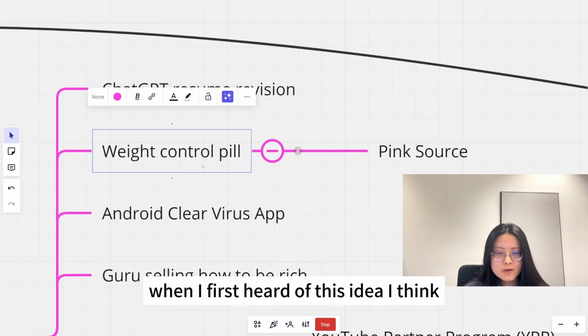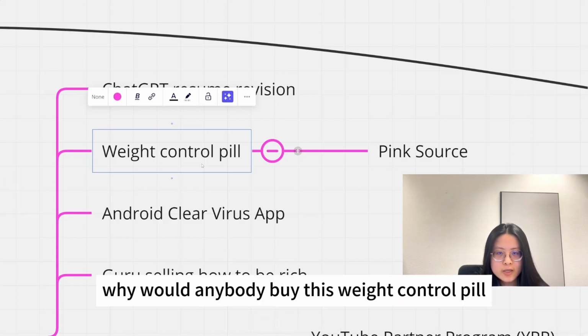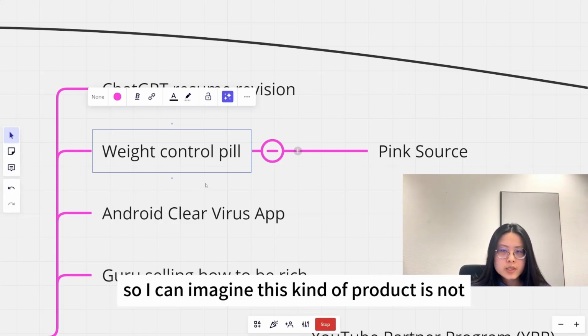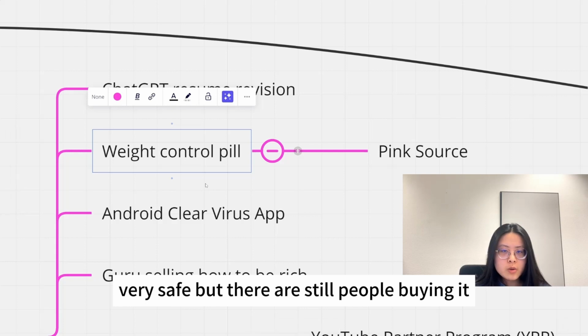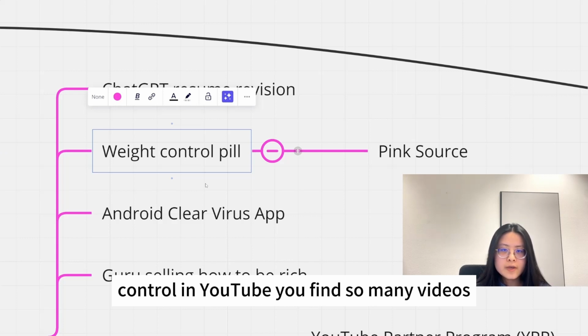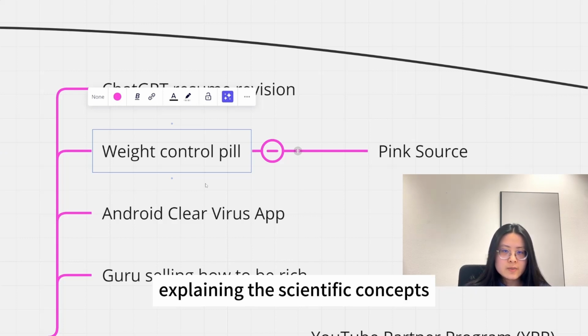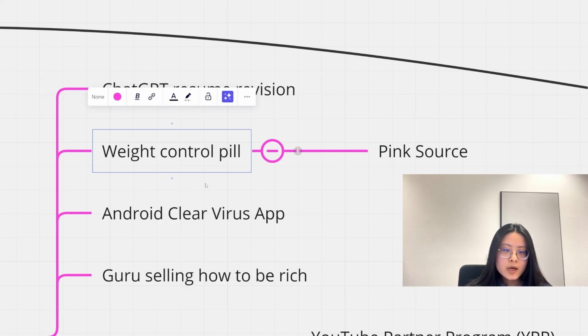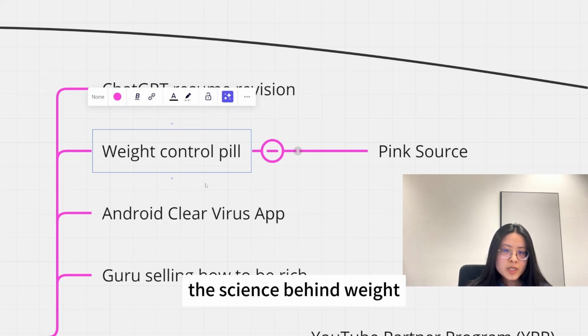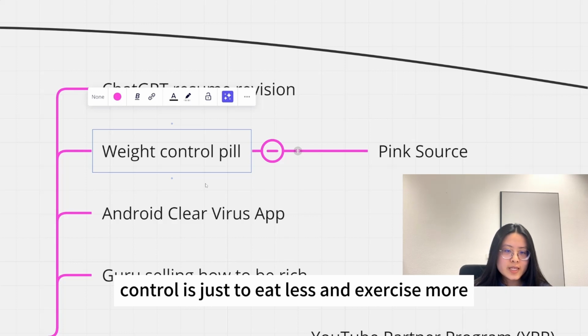When I first heard of this idea, I thought, why would anybody buy this weight control pill? I can imagine this kind of product is not very safe, but there are still people buying it. Especially nowadays, when you google weight control on YouTube, you'll find so many videos explaining the scientific concepts. It is very clear to me that there are no magic pills that can promise you to lose weight instantly. The science behind weight control is just to eat less and exercise more.